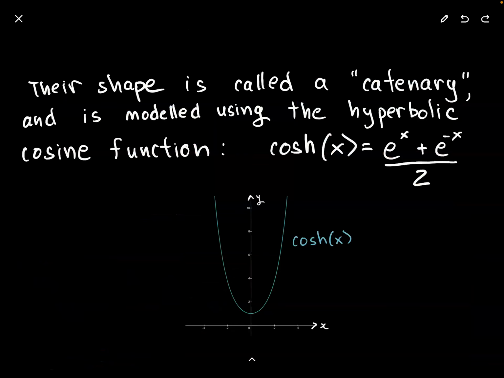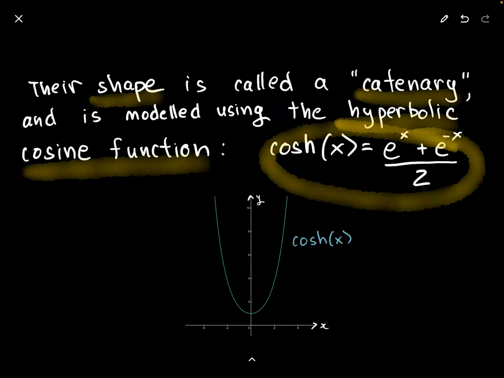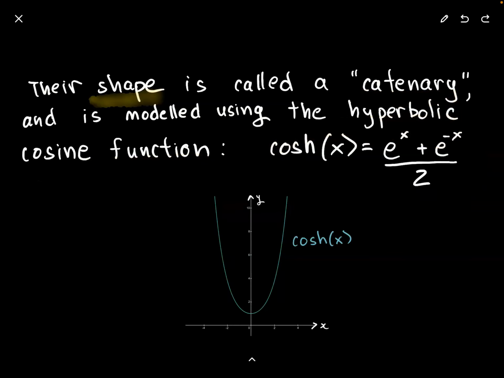This common hanging shape is called a catenary, and it's modeled using the hyperbolic cosine function, cosh of x, which is another way of writing e to the x plus e to the minus x over 2. This shape looks like a parabola, but it's a different function. You can make this hanging catenary shape yourself by holding a chain or rope between your hands.